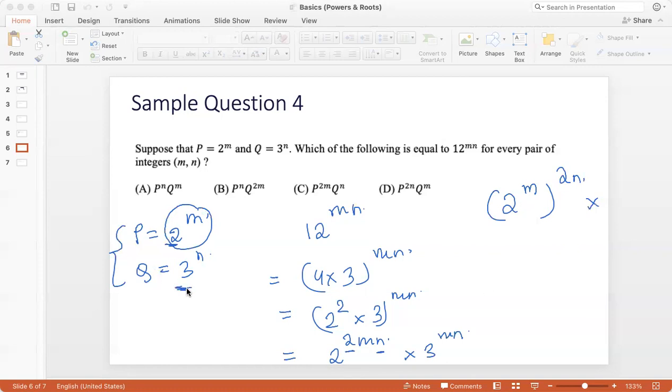Similarly, I have 3 to the power n here. So if I isolate 3 to the power n, I'm left with m, so that goes outside. Now 2 to the power m is p, so this becomes p to the power 2n, and 3 to the power n is q, so this becomes q to the power n. And so my answer is p to the power 2n into q to the power m, option D.